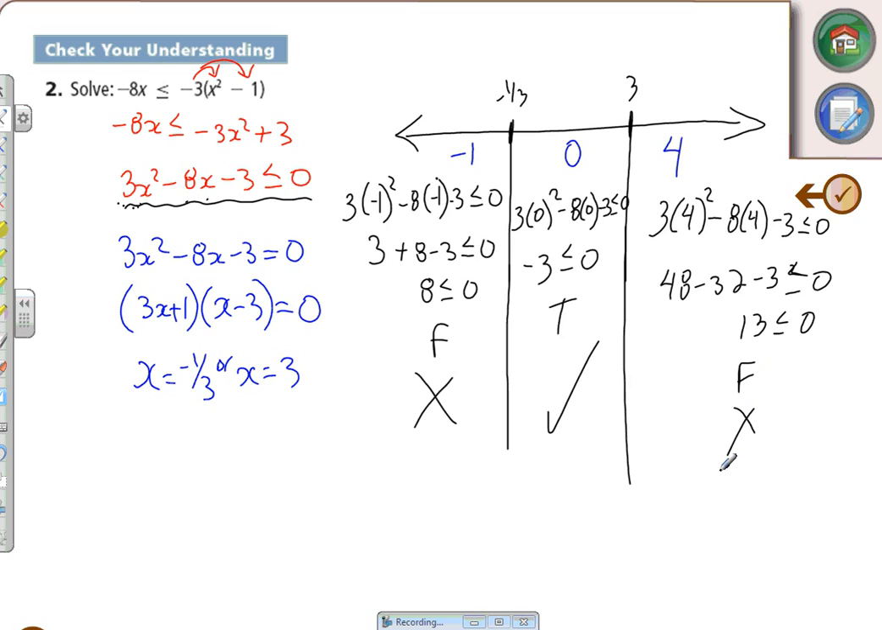So then we write down your answer. Your answer is in this section. This is the true interval.